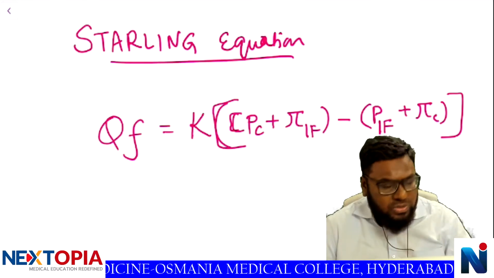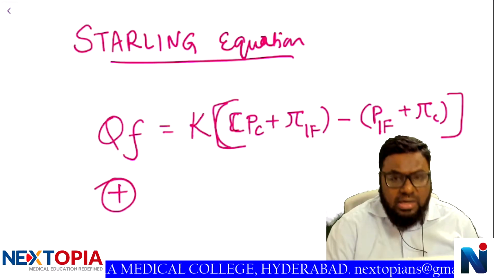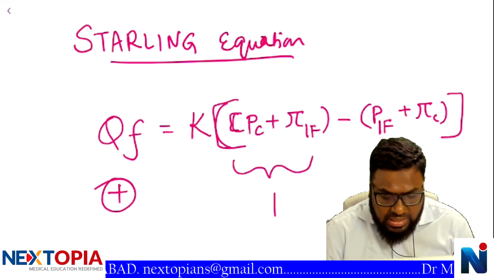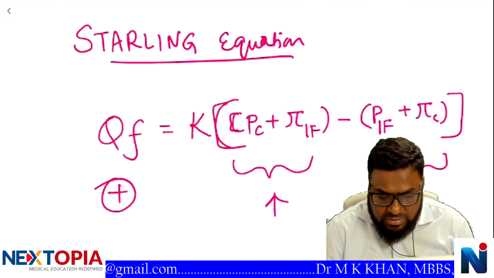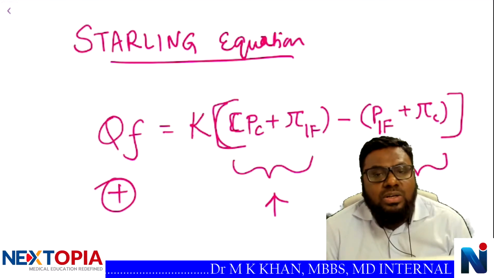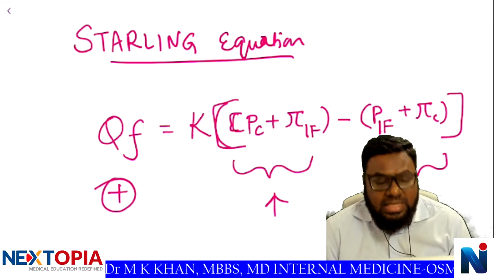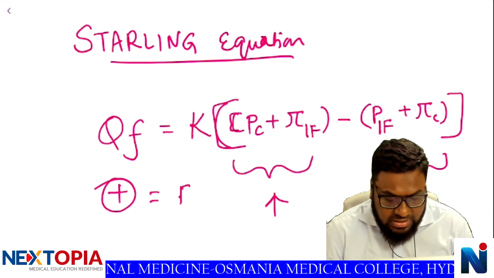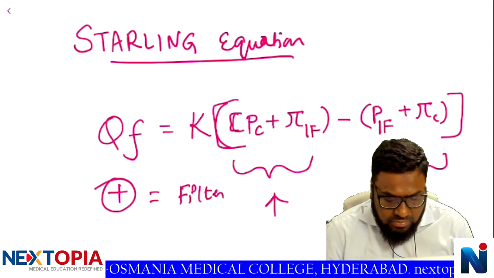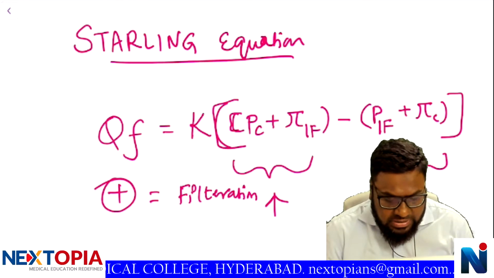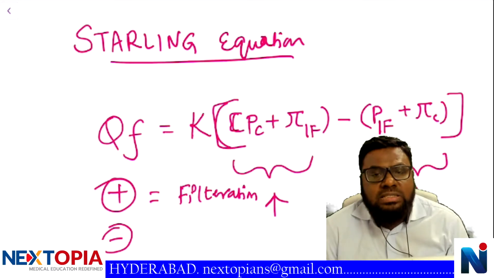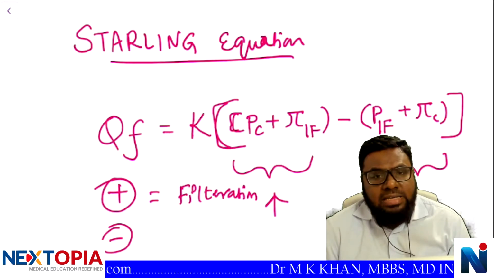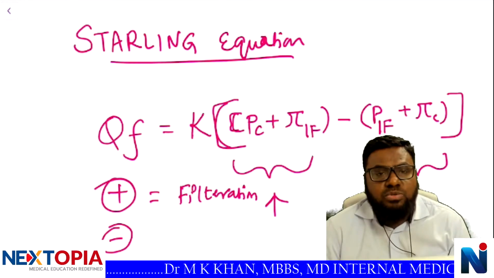But please remember, a positive value of Q indicates what? This parameter is higher than this parameter, is it not? So what does that mean? There is a net filtration. A positive value means net filtration has occurred. Exactly opposite is a negative value. A negative value means net absorption has occurred. All right, net absorption has occurred.